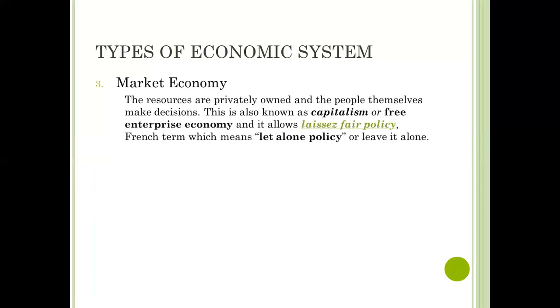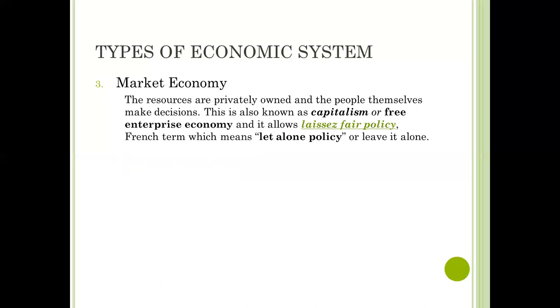Okay. Another type of economic system is market economy. So basically, the resources are privately owned and the people themselves make decisions. This is also known as capitalism or free enterprise economy, and it allows a laissez-faire policy, or leave it alone, let it alone in French terms.